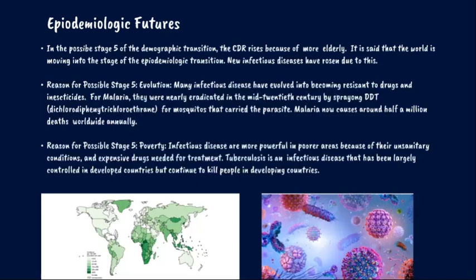Reason for possible stage 5: poverty. Infectious diseases are more powerful in poor areas because of their unsanitary conditions and the expensive drugs needed for treatment. Tuberculosis is an infectious disease that has been largely controlled in developed countries but continues to kill people in developing countries.